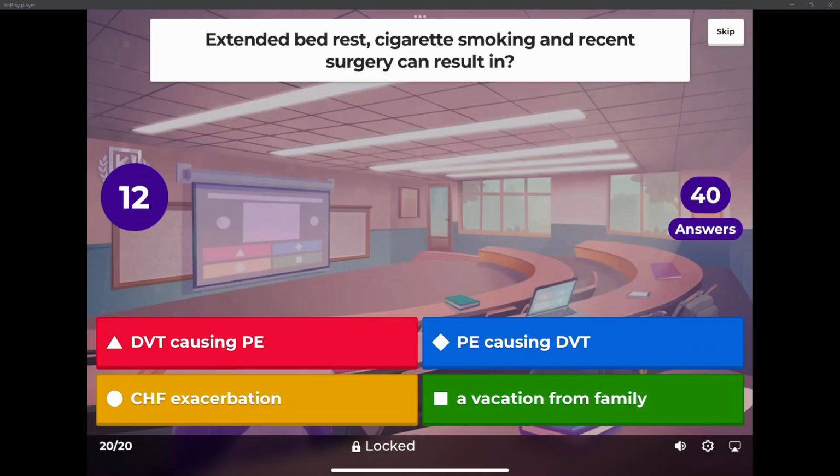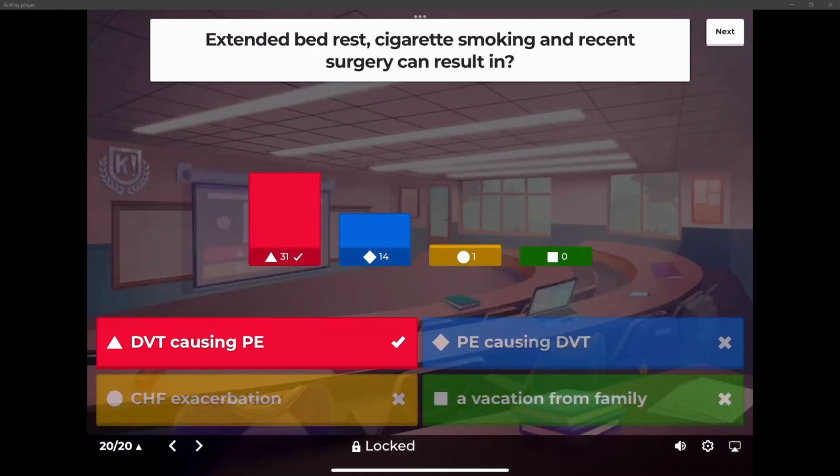Make sure you read the answers on this one, because it does matter in the order. It can't go the other way. It only goes one direction. These three things are all risk factors, and they're a triad. What's the triad called? Virchow's triad. Okay, Virchow's triad. Extended bed rest is immobility. Cigarette smoking, hypercoagulable state, so increased clotting, also vascular damage, and recent surgery, also vessel damage as well.